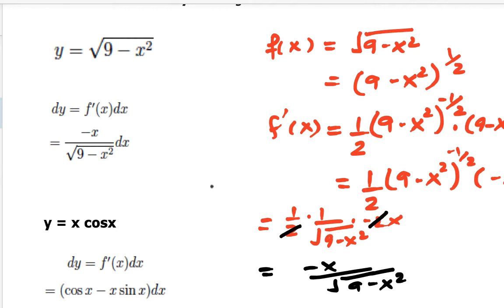Okay, now let's look at another example. y equals x times cosine x. Now to find the differential, this is basically applying the product rule. So we take the differential first of x, which gives us cosine x, and then we take the differential of cosine, keeping the x as it is, which is going to be negative sine x. So the dy for this function is given by cosine x minus x times sine x, the whole under parenthesis, times dx.